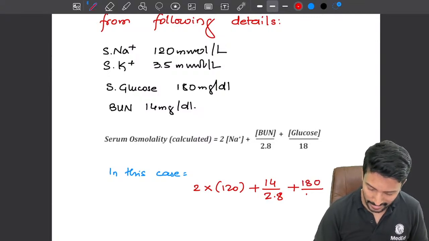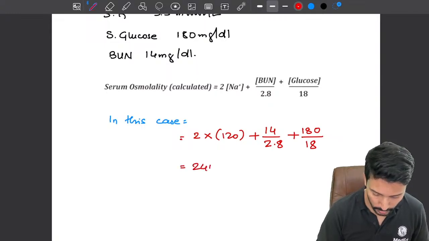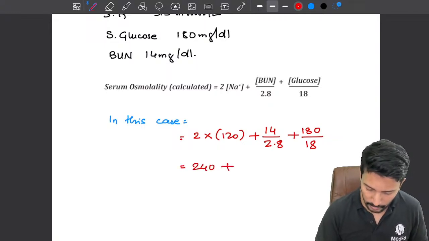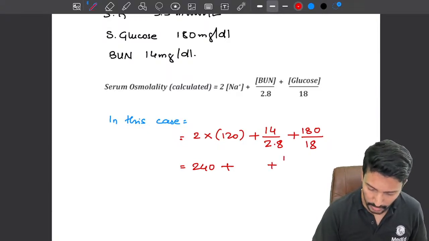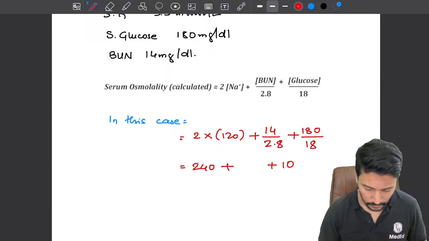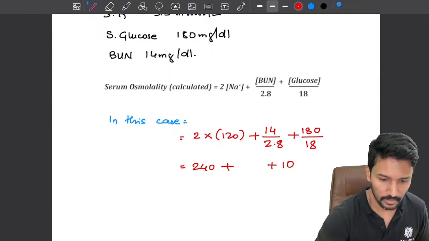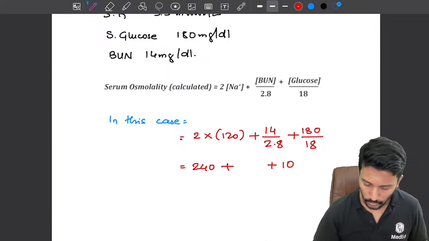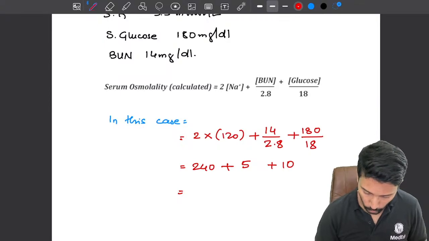It should be divided by 18. So in that case, 2 into 120 will be 240 plus, can anybody tell me what is 14 divided by 2.8 with the calculator? 180 divided by 18 would be 10, right? So 14 divided by 2.8, let me also use the calculator. 14 divided by 2.8, that comes out to be 5. Okay, so here the serum osmolality is 255.